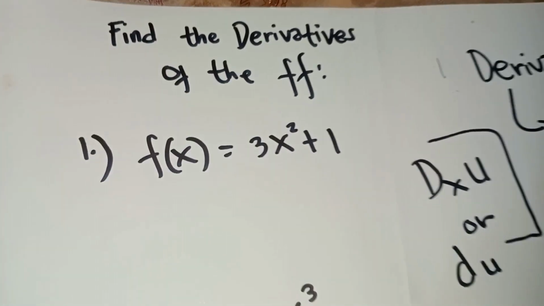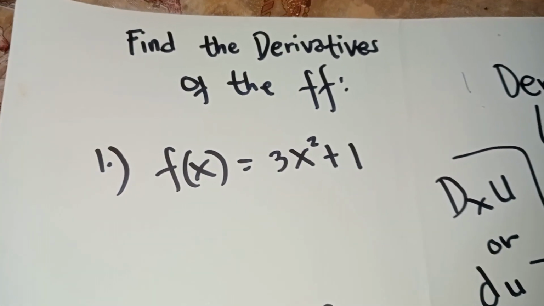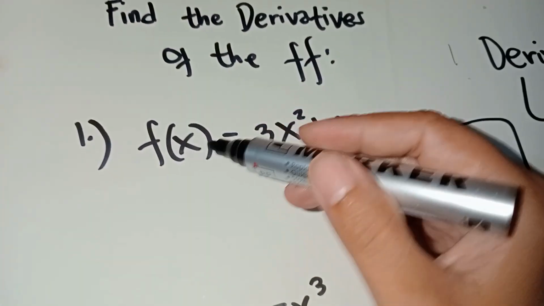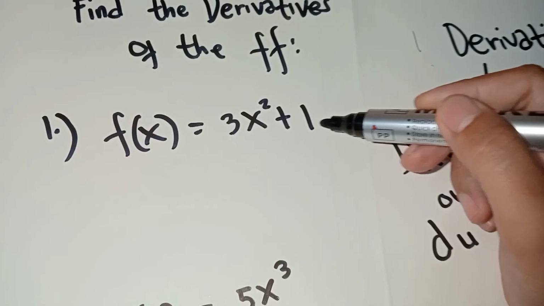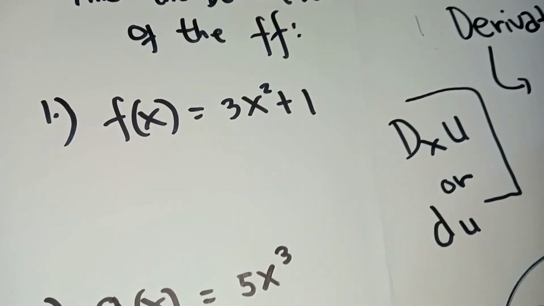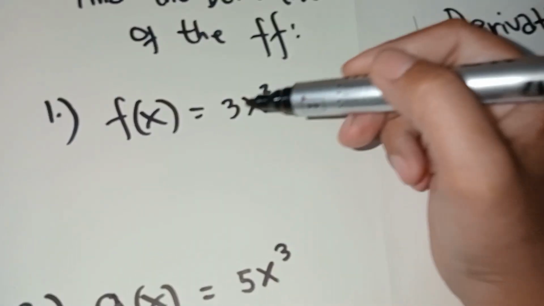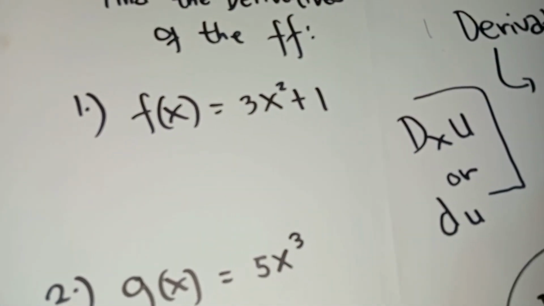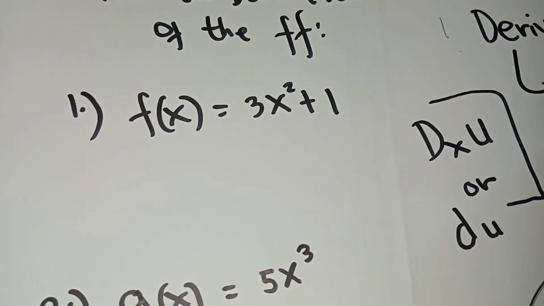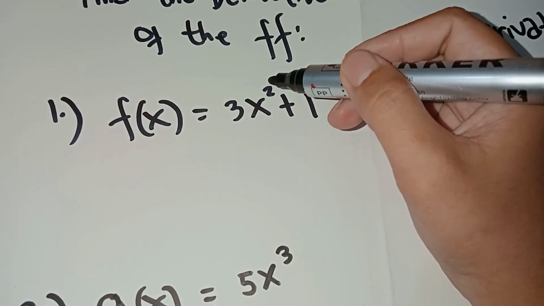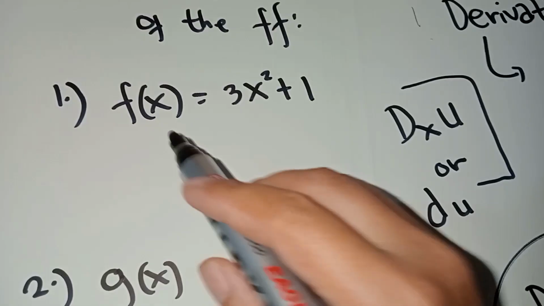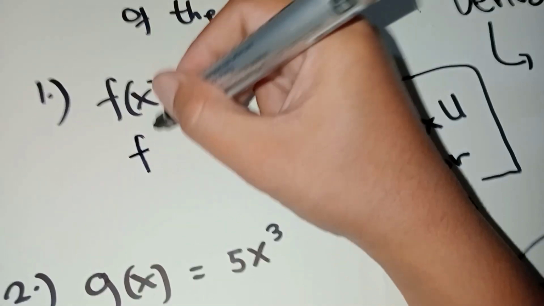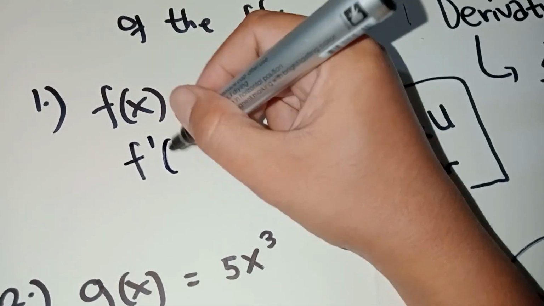In order for you to be enlightened, let's have an example. Find the derivatives of the following. We have a function f of x equals 3x squared plus 1. This time, I will teach you the shortcut method in finding the derivatives of a function. I will not teach you the long method because that is time consuming. Since our given function is f of x, we will use f prime of x.